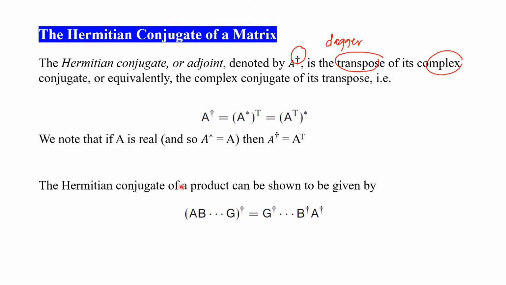And the Hermitian conjugate of a product can be shown to be the following. (A times B times G) dagger is equal to G dagger times B dagger times A dagger. Remember that this is what you do when you get the transpose of the product of separate matrices. You reverse the order, and then you get the Hermitian conjugate of your individual matrices.